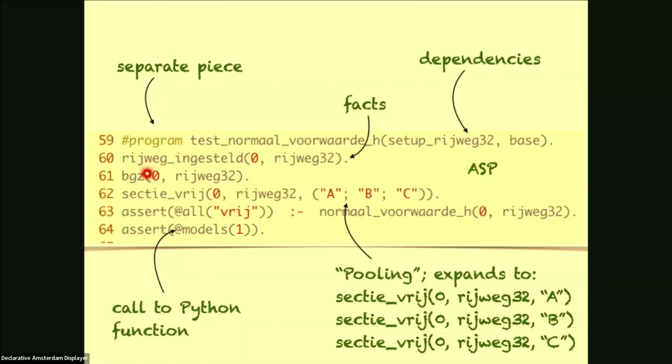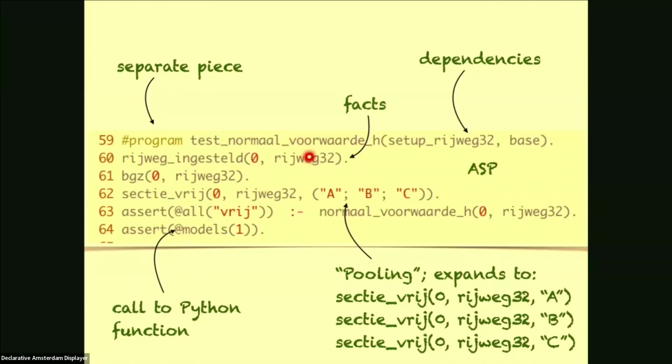Same holds for the BGZ and for the section 3. But for the section 3 I've used a shortcut notation, which you will see quite a lot, so that's why I'm introducing it here. If you use the semicolon here, it will be expanded to three different rules, one for the A, one for the B, and one for the C. The semicolon somehow splashes out the values that it contains or separates.